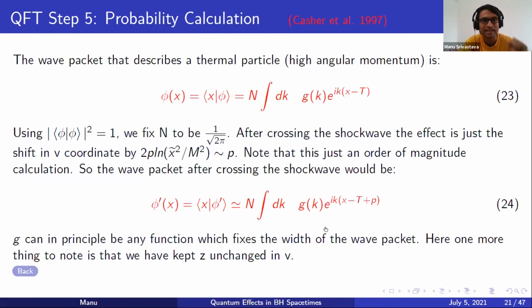What I mean by that is that before interaction with the shock wave, we have a certain width function here, which we approximate using a Gaussian, but the wave packet can be described as in equation 23. After crossing the shock wave, the effect of the shock wave is just a shift in the v coordinate by this quantity, and we approximate that as p. Under this approximation, the change in the wave packet will be just the addition of this extra p in this exponential.